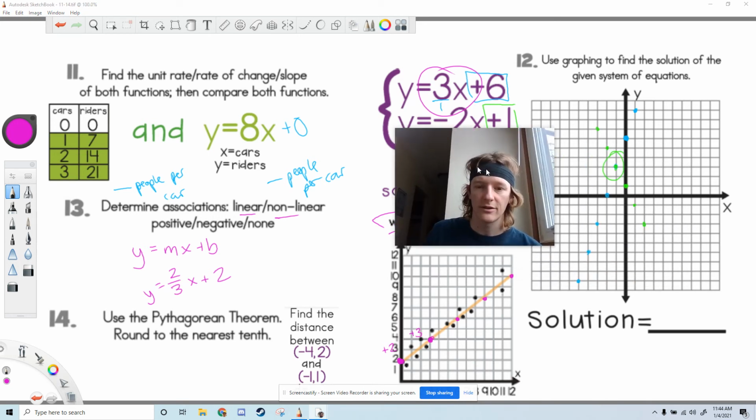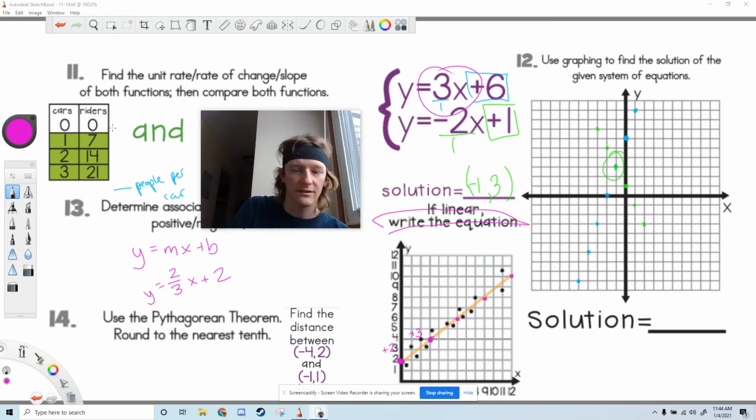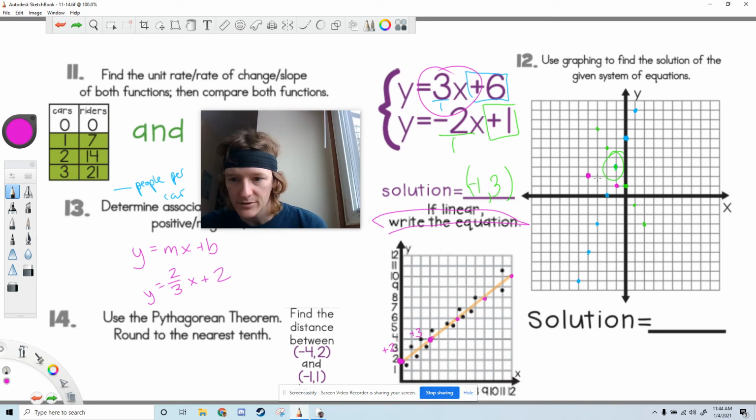Number 14, we're going to use this graph over here. We're going to use number 12's graph. I'm just going to use this pink color, and I'm going to leave the blue and the green on the graph. Find the distance between these 2 points. Negative 4, 2. So that's here. Negative 1, 1. All right. We need to find out how far apart are these? What's the distance here?